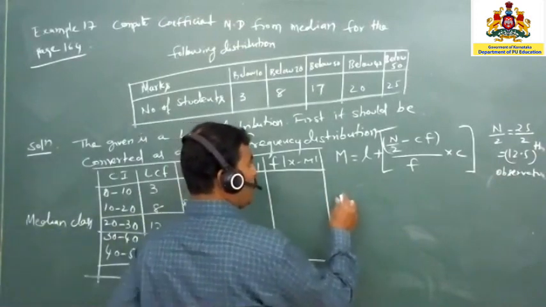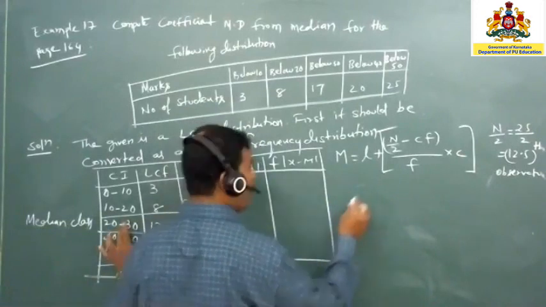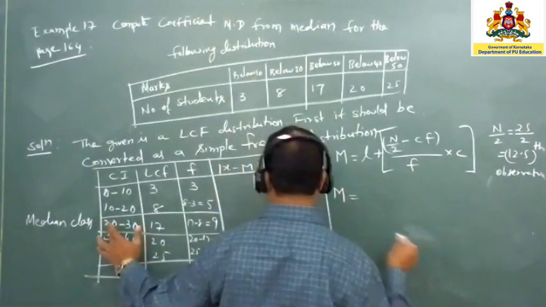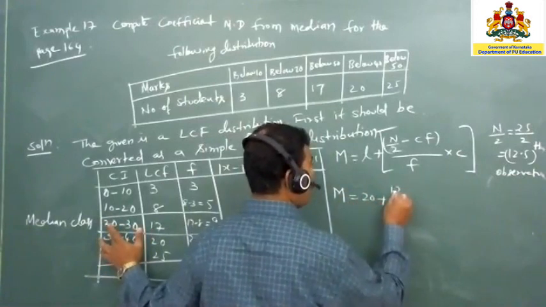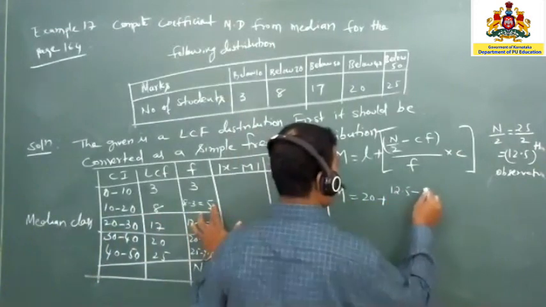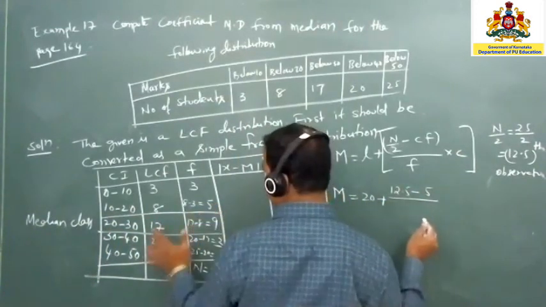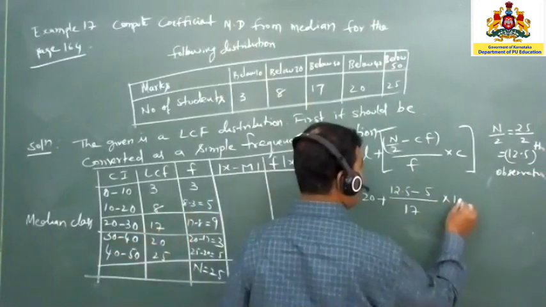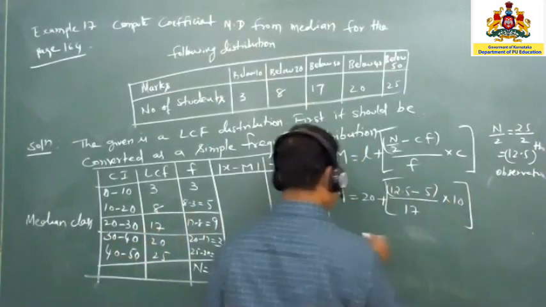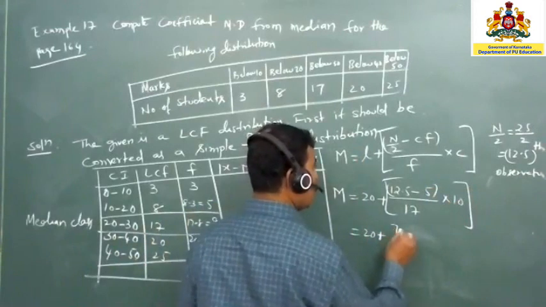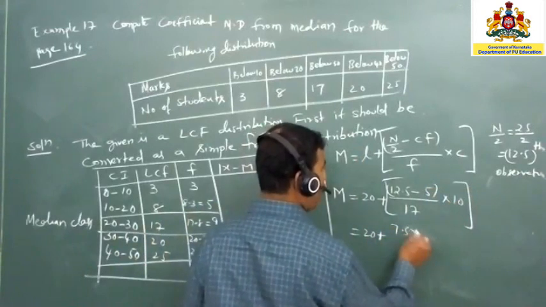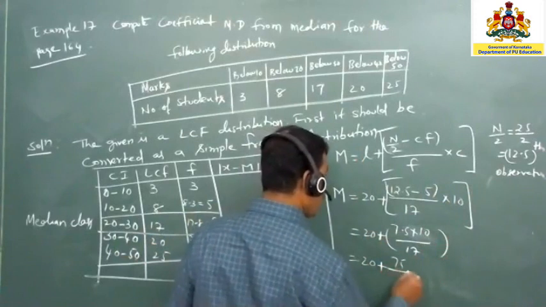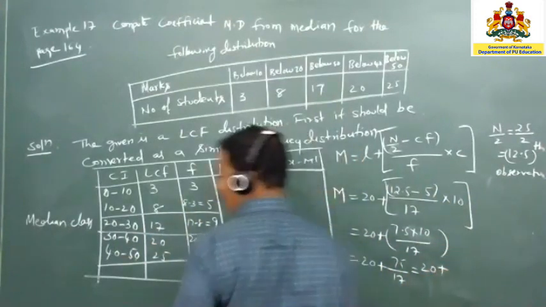Once you decide the median class from the table, median M equals L, the lower limit of the median class, 20, plus N by 2, which is 12.5, minus CF of the previous class, divided by F, 17, into C, the width of the class interval, 10.